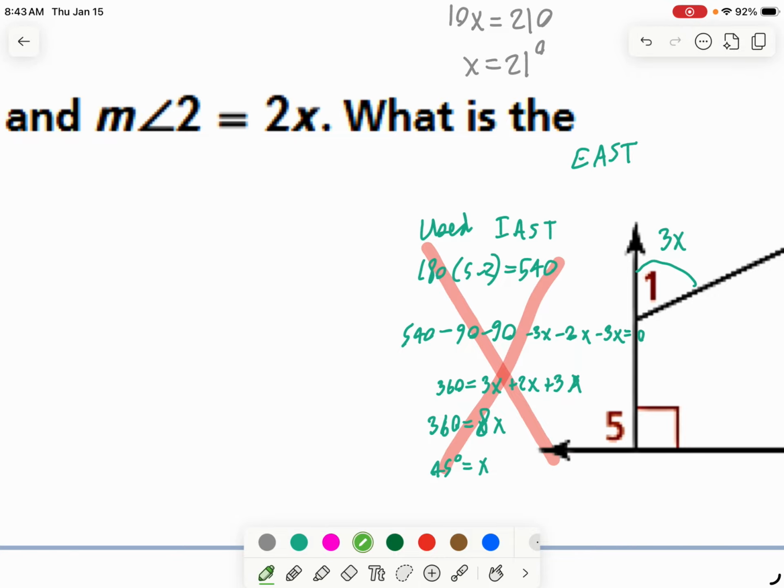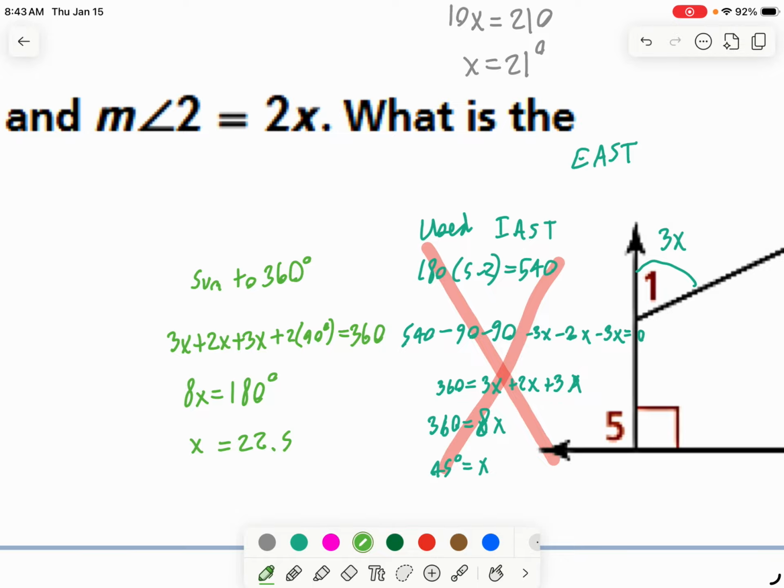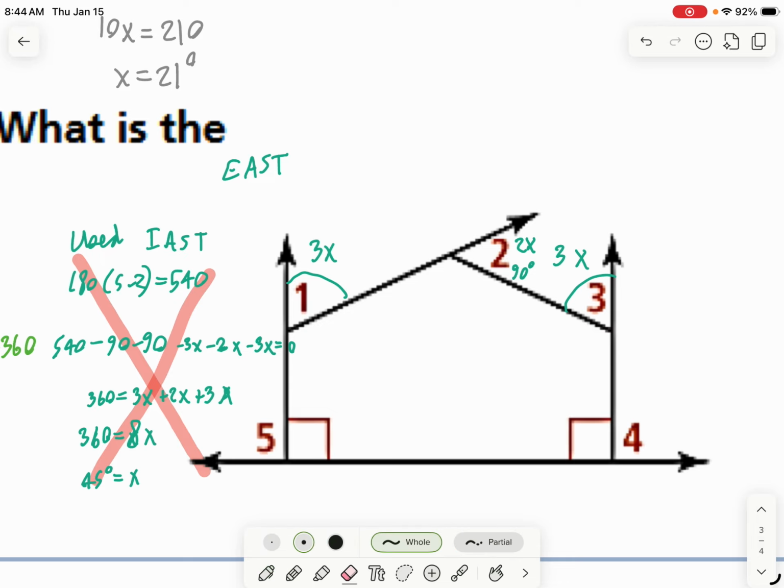So I know that all my angles have to sum to 360 degrees, not 540. And the same idea applies. I know that 3x plus 2x plus 3x plus those two 90s, 2 times 90 degrees, is equal to 360. So that tells me that 8x is equal to 180 degrees, or x is equal to 22.5 degrees. Okay, so if x is 22.5 degrees, what does that tell us?